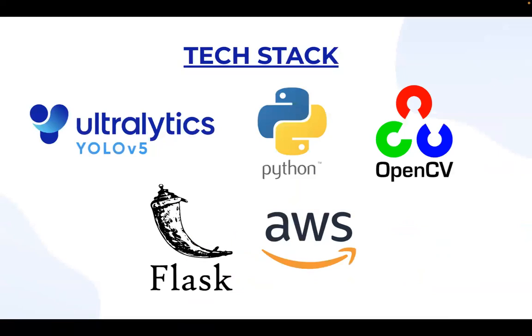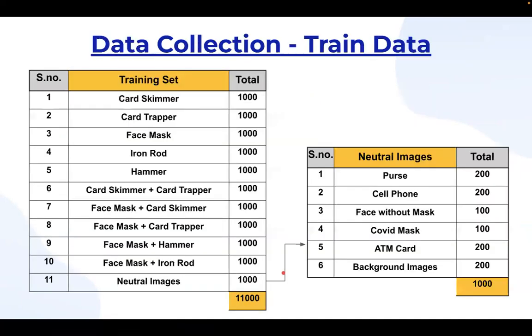And this is the tech stack that we used. We used Ultralytics YOLO v5 model and trained various models with our own data. We used Python for programming the entire code. We used OpenCV extensively for the data collection, and Flask for our backend framework. And we hosted our application on AWS. The rest of the presentation will be continued by Akshith.